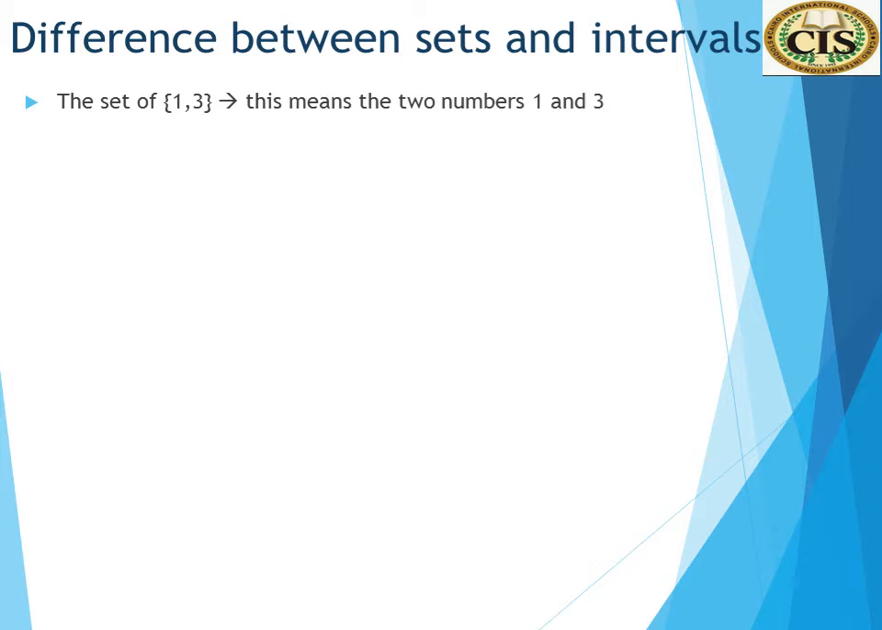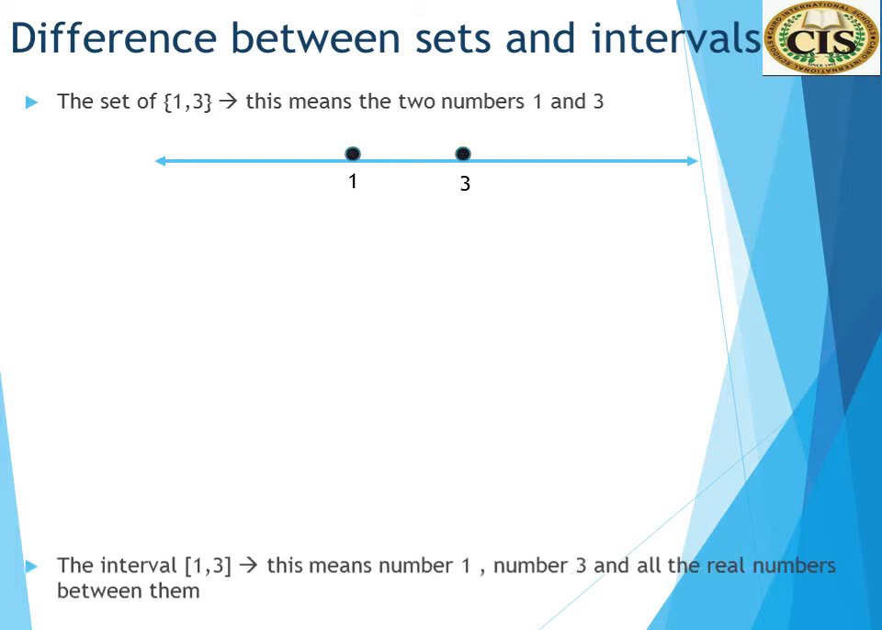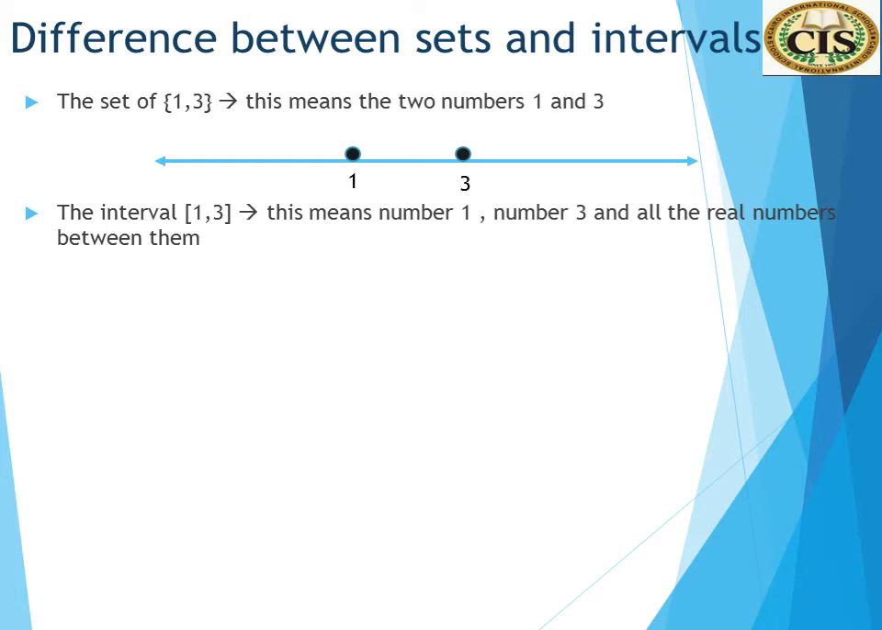The set {1, 3} means only two numbers, 1 and 3. On a number line, we represent it with a point or circle at 1 and a point at 3.